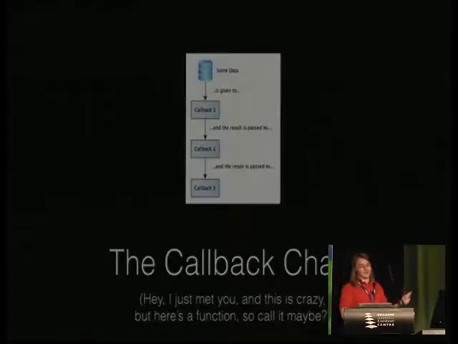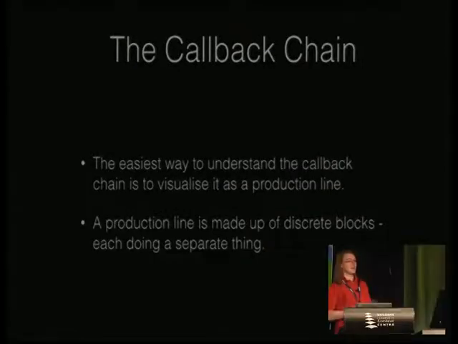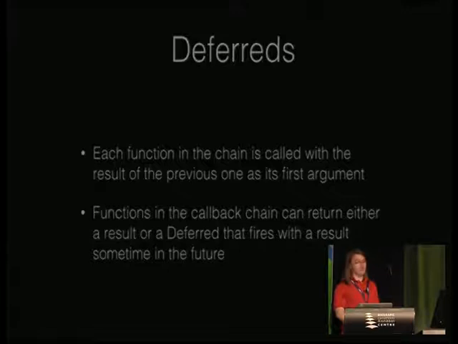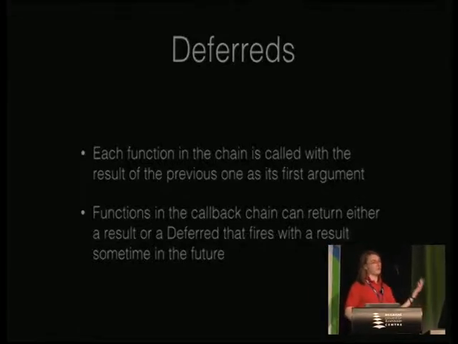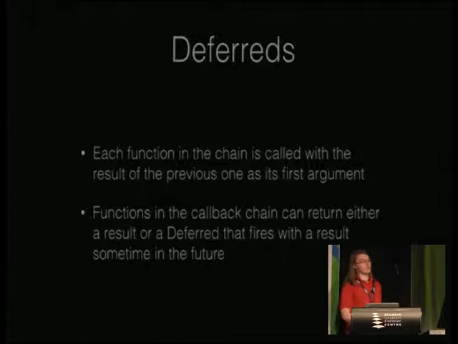So there's the callback chain. The easiest way to understand it is like a production line. You have something that happens, and you pass it through sets of blocks. That's essentially the callback chain. Each function is called with the last one as its first argument, and you can pass in other ones using lambdas. They can return either a raw result, or they can return another deferred.